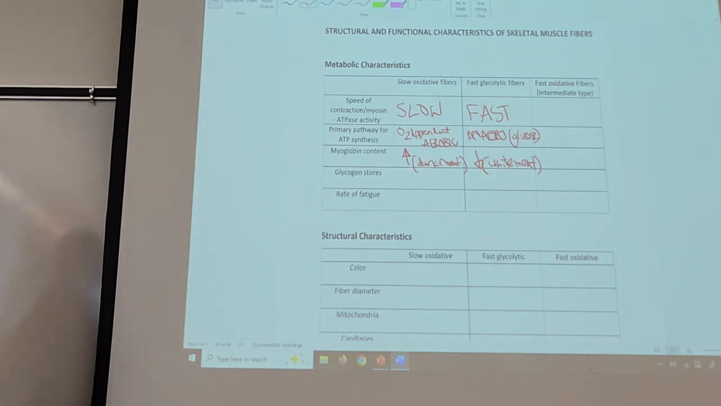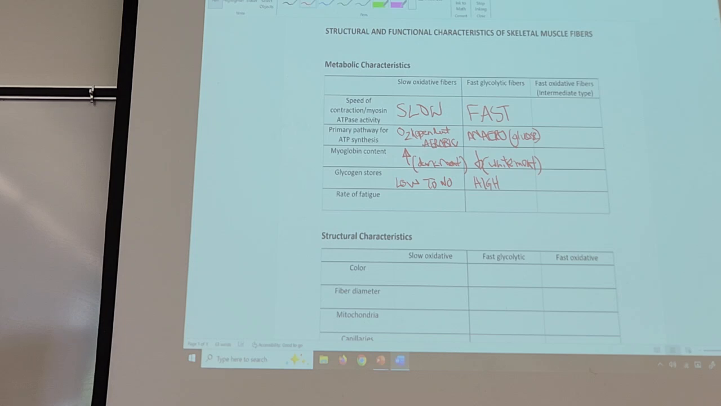All right, glycogen stores. So, if slow oxidative fibers do not utilize glycogen as a primary energy source, are the glycogen stores going to be relatively high or low? They're going to be low, okay? Low to even no. Super low. Which means fast glycolytic fibers are going to be relatively high, right? Because those fibers need glycogen, need glucose to make ATP.